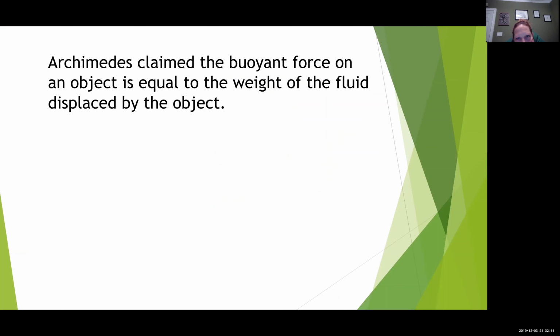Archimedes claimed that the buoyant force on an object is equal to the weight of the fluid displaced by the object. Buoyancy acts against gravity.